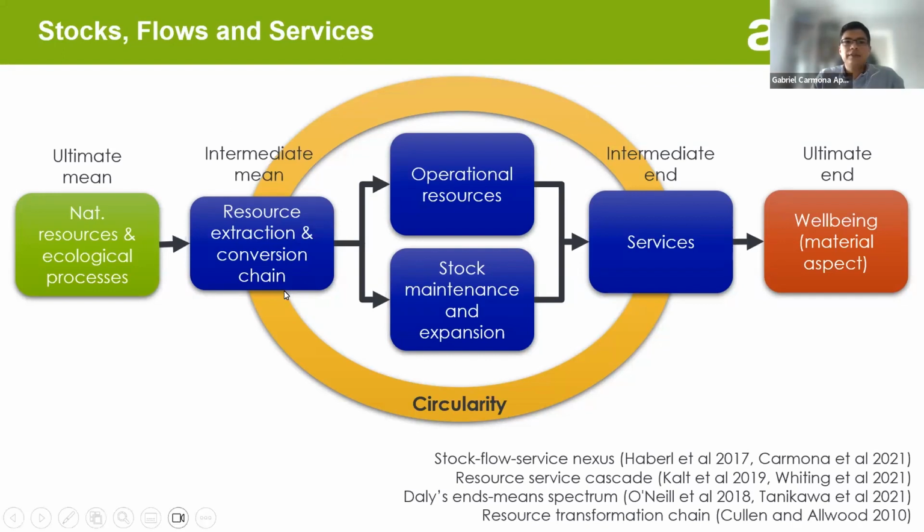So basically, once the resources are extracted, they end up in these two categories, and the different combination between the operational resources and the stocks maintenance, or the flows and the stocks, give us different levels of quality and quantity of services. What the question here is, how circularity can allow us to keep those resources in the loop between the resource extraction and the services. So all these resources circulating continuously.